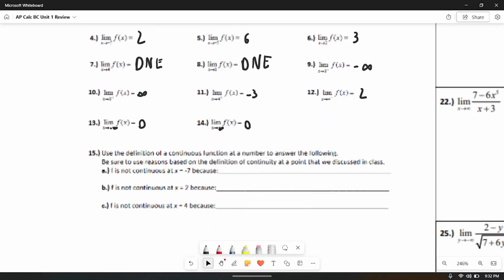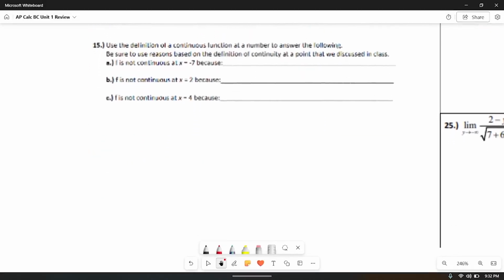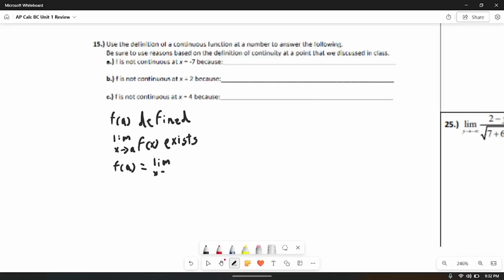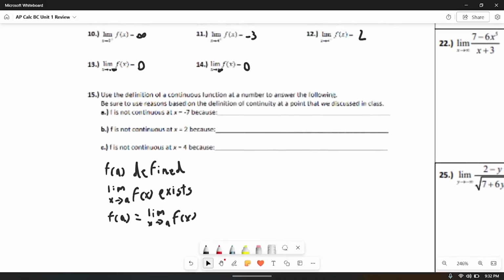Alright, so now we're going to use the definition of a continuous function. So let's review. For a function to be continuous at, let's say, x equals a, the first condition is that f of a needs to be defined. We went over this previously, but I'm just going to do a quick review. f of a needs to be defined. The limit as x approaches a of f of x needs to exist. And finally, the function evaluated at a needs to equal the limit as x approaches a of f of x. So if all these three conditions are met, then the function is continuous.